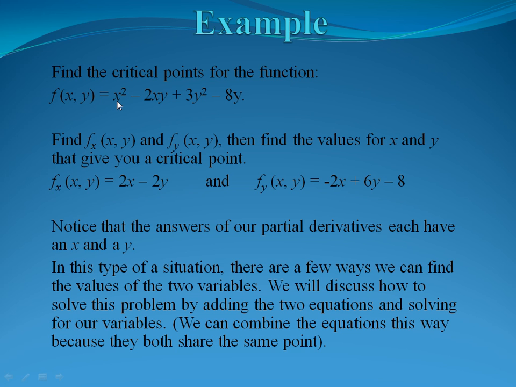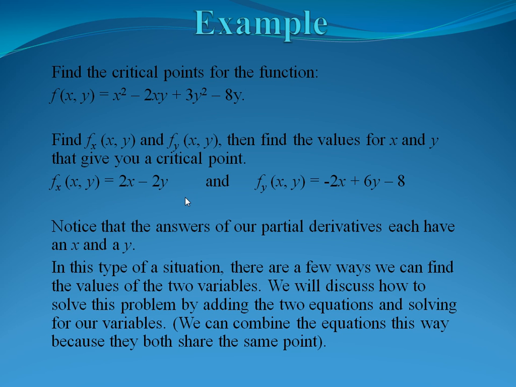So for our first term, the derivative of x squared is 2x. For our second term, 2 and y are constants that are multiplying. So we have a constant times x. So the derivative of a constant times x is just that constant. The third and fourth terms don't have any x's in them. So they're just constants and they go away when you take the derivative. So the partial derivative with respect to x is 2x minus 2y.